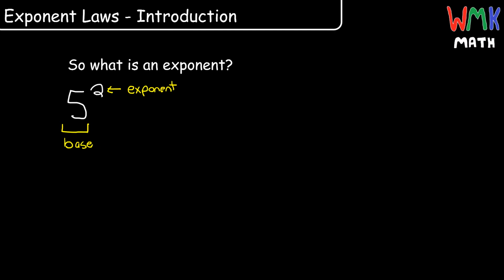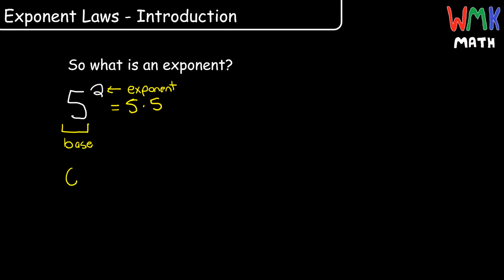Now, what does this mean? The exponent tells us how many times we multiply the base. So if the exponent is 2, that means 5 is multiplied 2 times. So 5 to the 2 means 5 times 5. Let's see another example of this.